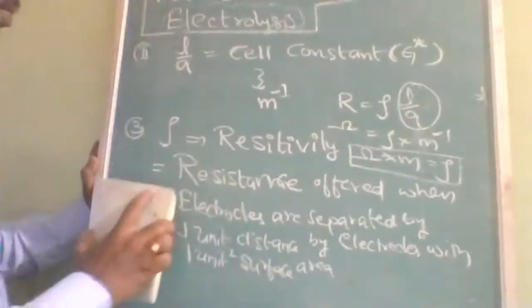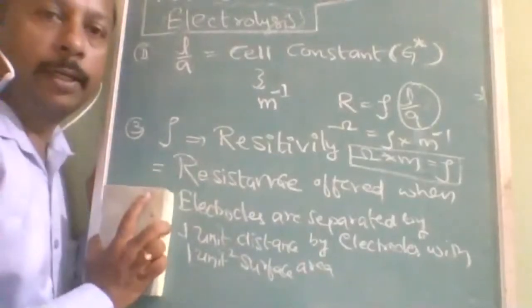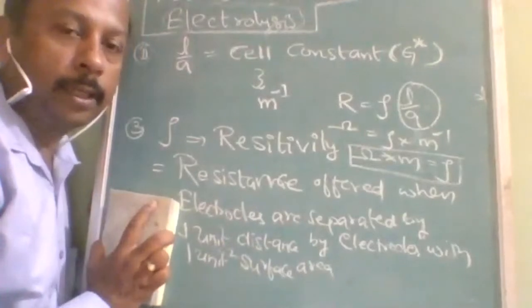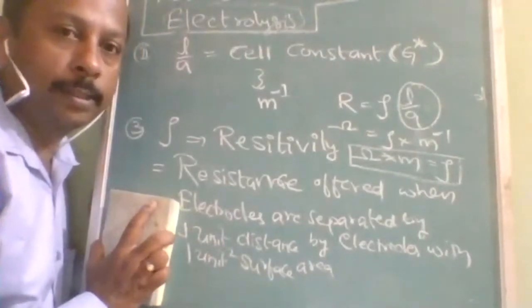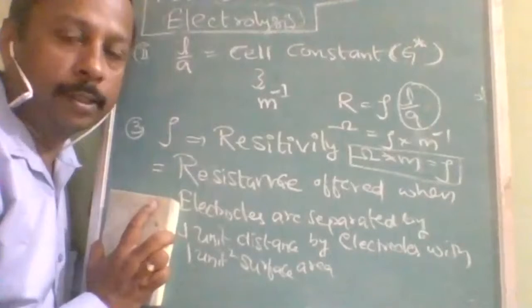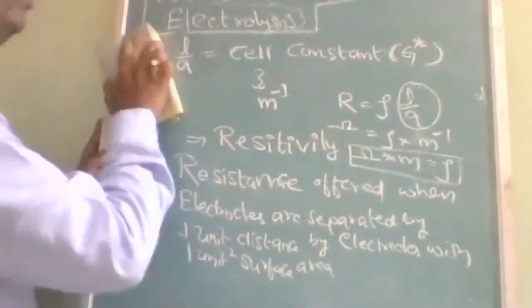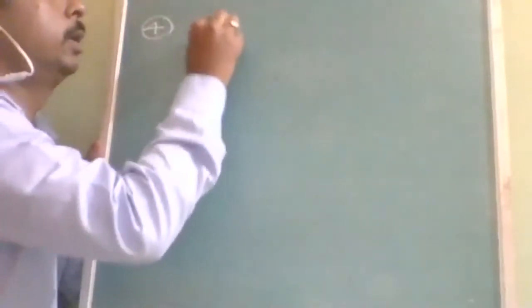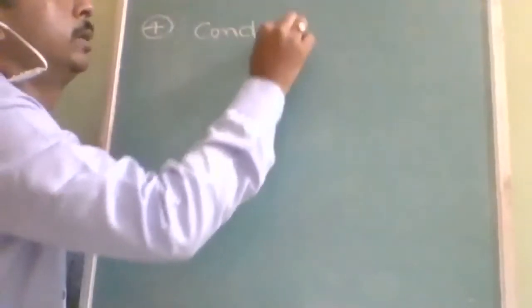So in total, how many terms have we studied? We have studied 3 terms. What are those 3 terms? Resistance, cell constant and resistivity. Then the fourth term we are going to study is called conductance.